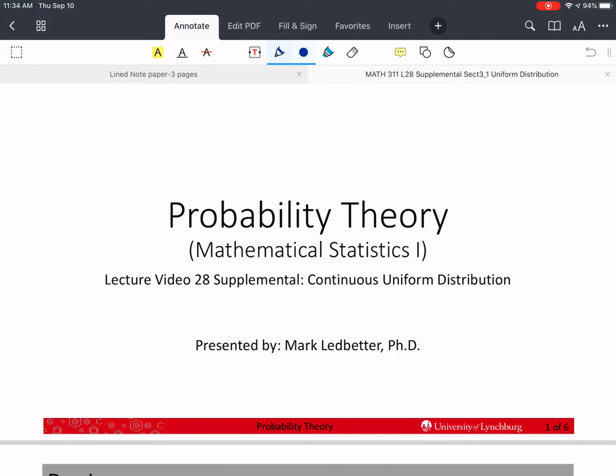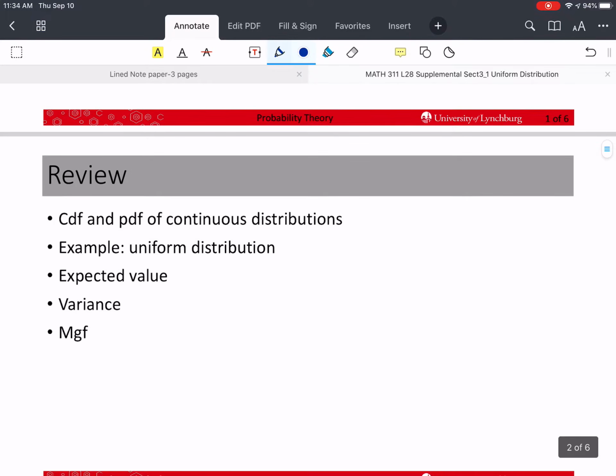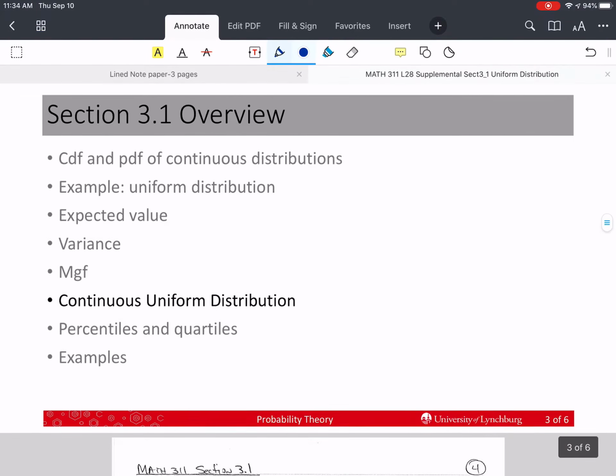So we are going to talk about the continuous uniform distribution in a little more detail. Last time we talked about the CDF and PDFs of continuous distributions. We gave the example of the uniform distribution as far as the CDF and PDF. We did talk in general about the expected value, the variance, and the MGF. Now we're going to apply it to the uniform distribution.